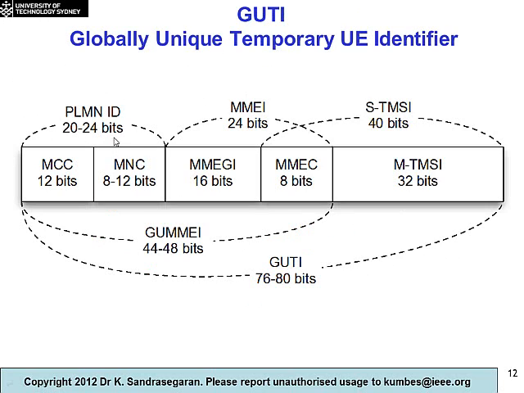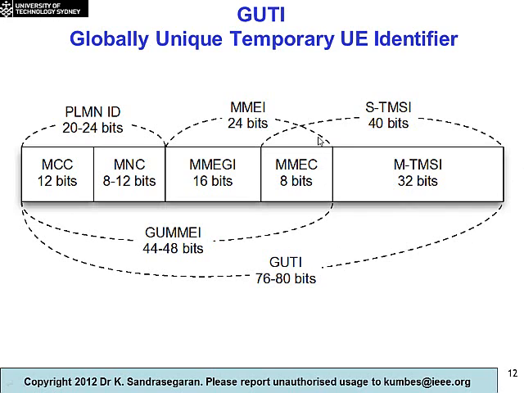So effectively, if you look at the new temporary identifier that is going to be allocated to a UE, the GUTI number is made up of a country code, a network code, an MME group identifier, an MME identifier, and a 32-bit number that is allocated by the MME. So altogether, it's quite a large number. You have almost a 76 to 80-bit number, which is quite a large number to be transmitting.